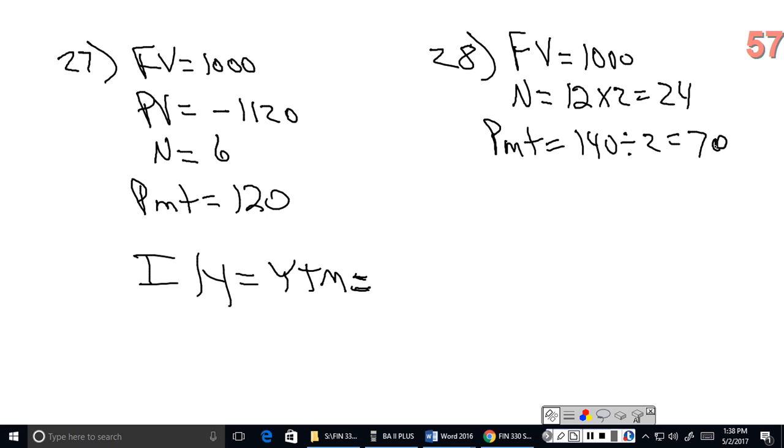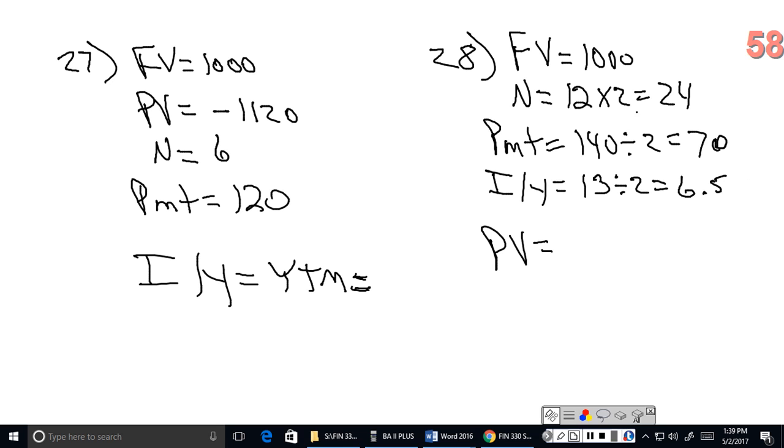And then the I/Y is 13% divided by 2, which is 6.5. And we're doing the present value. And then, does everybody have this written down? I'm going to jump ahead to 29 too, since we've got it.